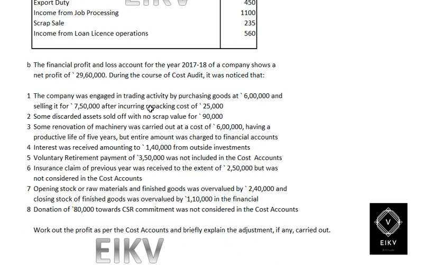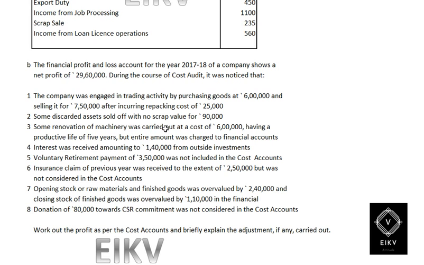Then they have given details of another company which is under audit, and they have given the profit as rupees 29,60,000, and additional details have been given to compute or to show the profit reconciliation statement. The company is also doing trading activity. The purchase amount is 6 lakhs, and the company has sold for 7,50,000 with an expense of 25,000. Some discarded asset has been sold off, that is profit from sale of fixed asset 90,000.